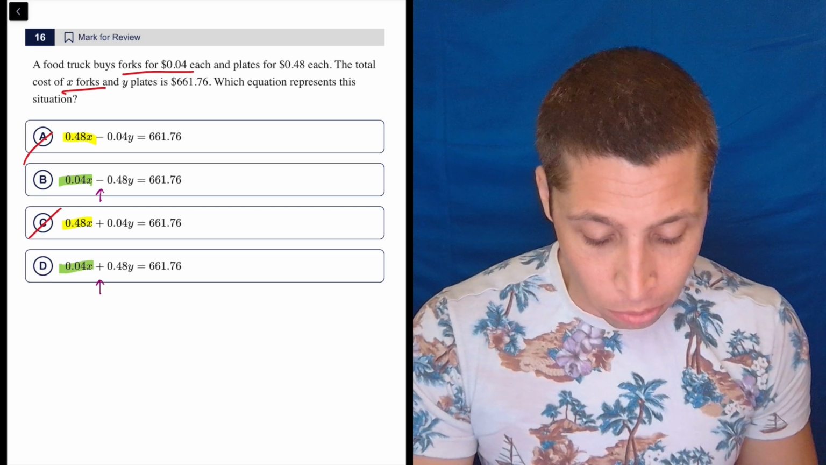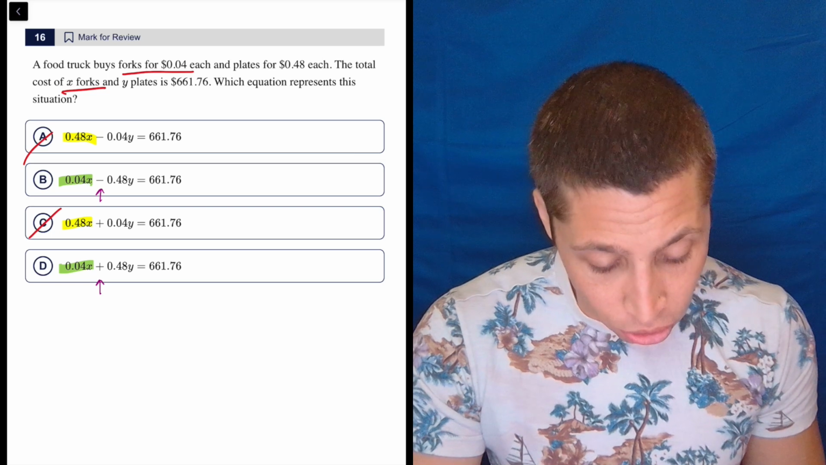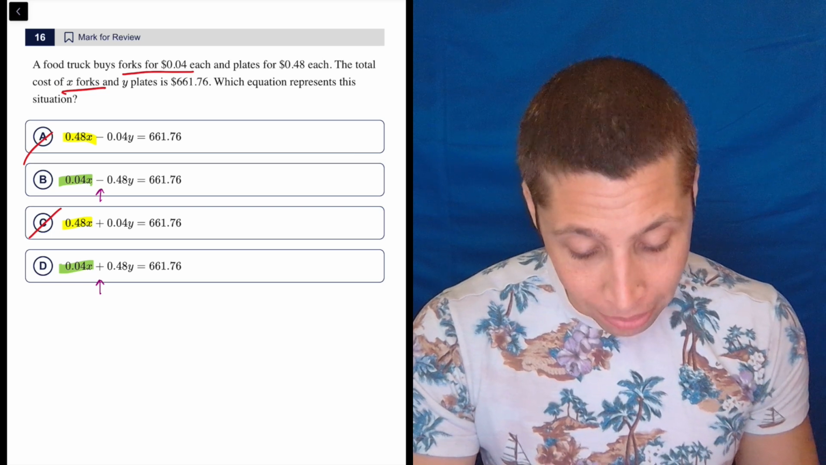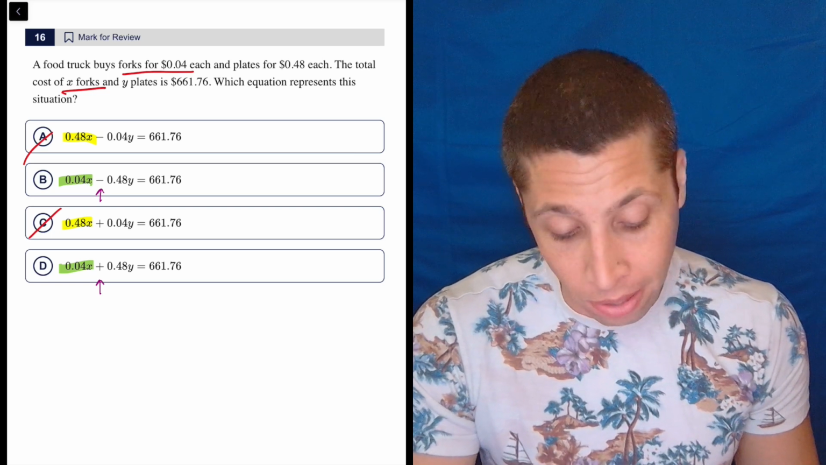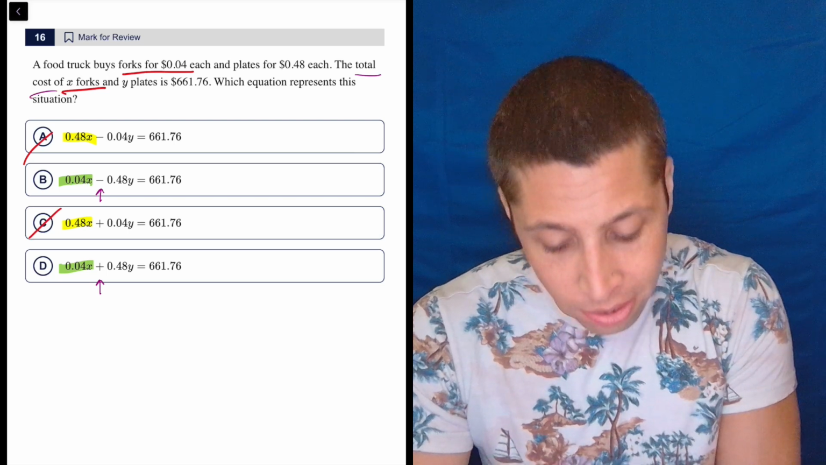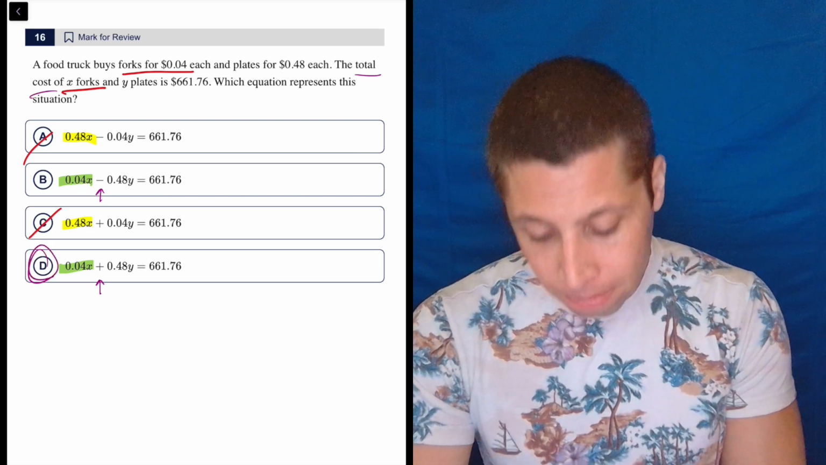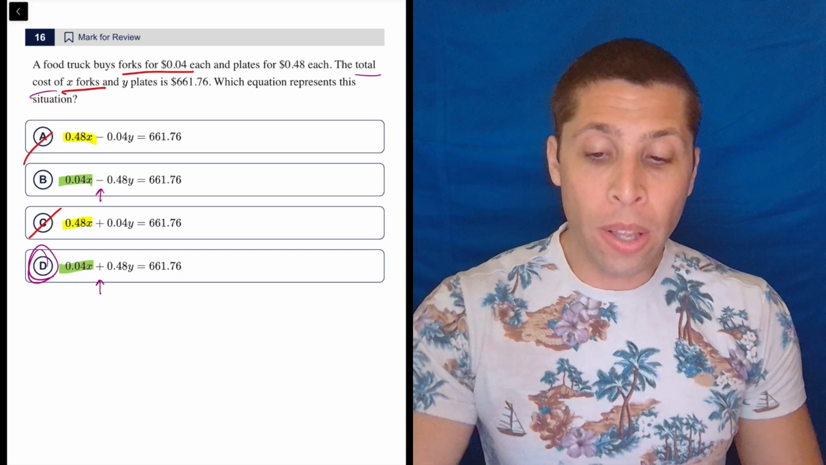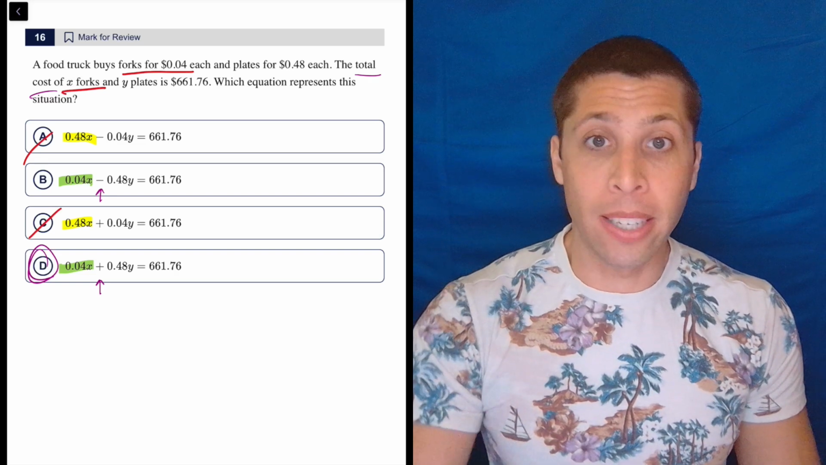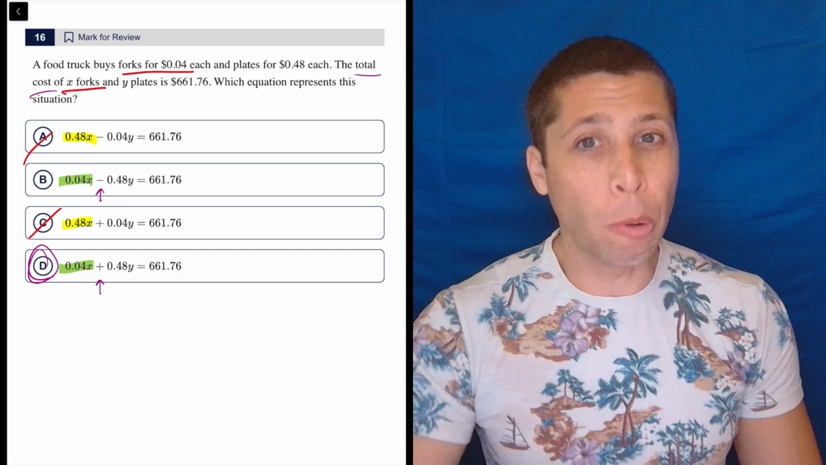A food truck buys forks for 4 cents each and plates for 48 cents each. The total cost of X forks and Y plates is $661.76. So total cost, you add things together to get a total. Which equation represents this situation? D. So this is a big idea for the entire PSAT and SAT, is most questions are multiple choice.